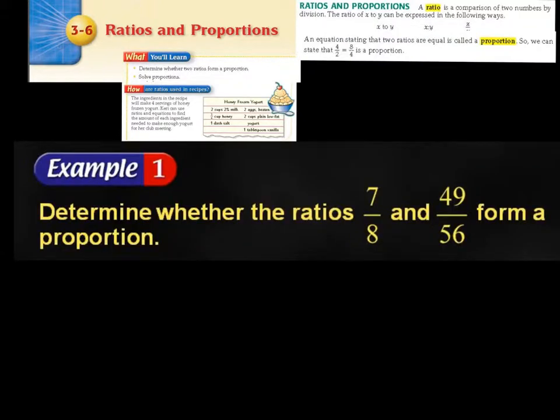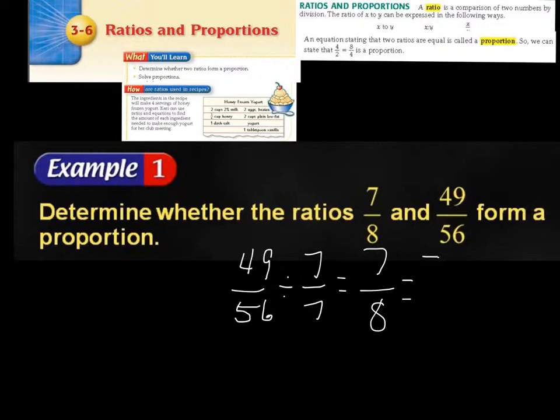There's 2 ways to check to see if ratios form a proportion. The first way is to see if they form equivalent fractions. So if I take 49 over 56 and I divide by 7 over 7, I get 7/8. So I know 7/8 equals 7/8. So these two would form a proportion.